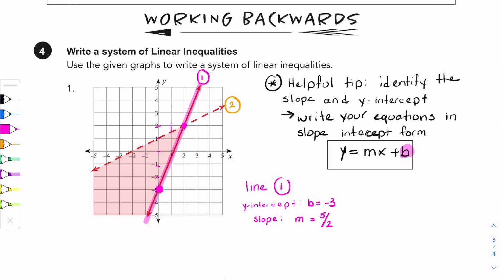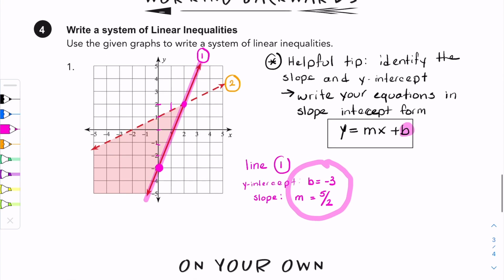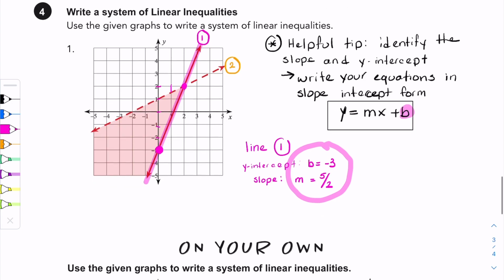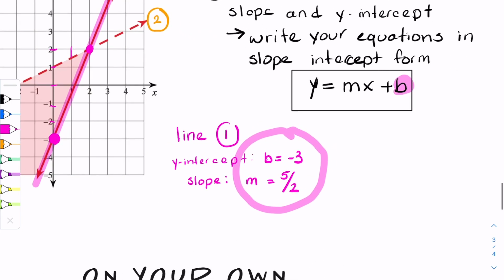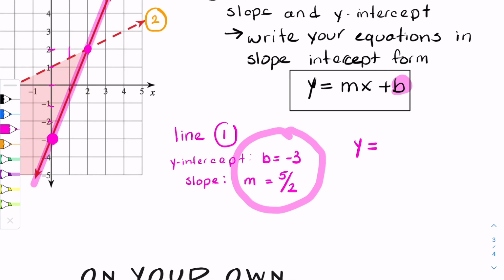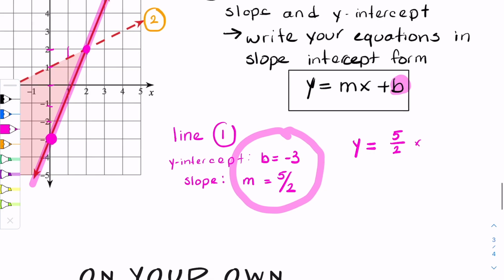And once I have these two items, my value of m and my value of b, I can clearly write my equation in slope-intercept form. So in this example, y is equal to 5 over 2 times x minus 3.